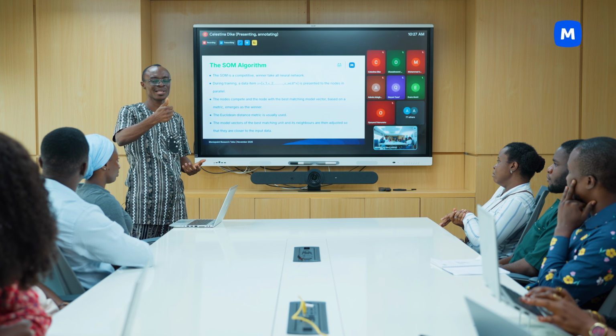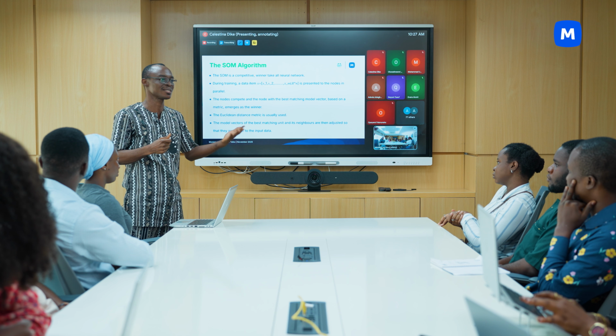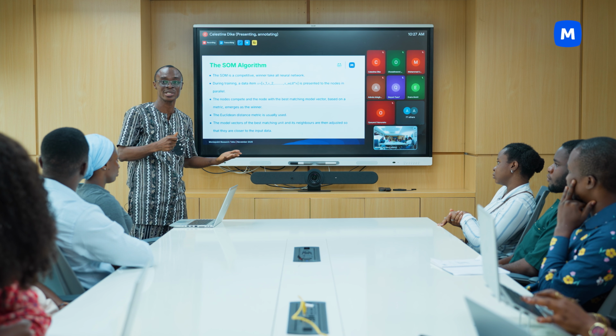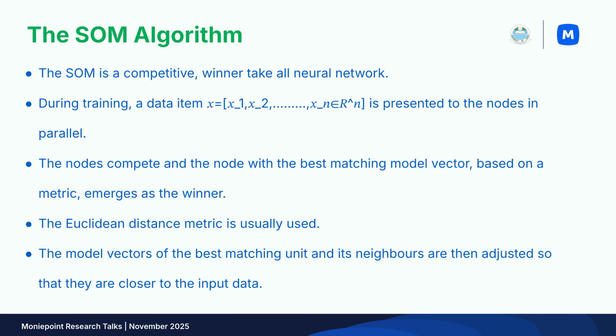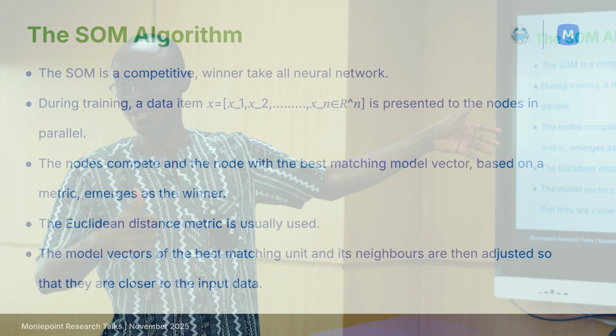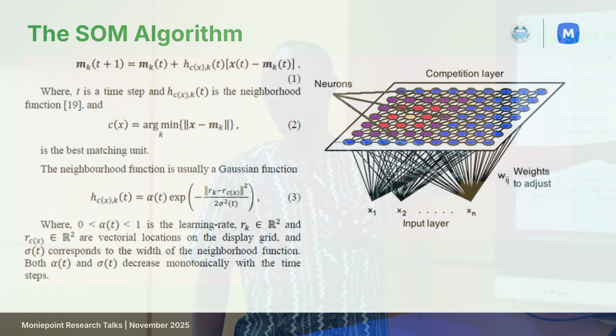Basically what we do is that for the one that is winning, we ensure that the next time this data set is presented to it, it does even better and gets a better value. And for the other ones that did not win, it weakens their connection for that data set. It does that by adjusting the model vector, either increasing or reducing its value. Basically, that's where it works. Usually, we use the Euclidean distance to do that. The model vectors of the best unit and its neighbors are adjusted so that they are always closer to the inputs.